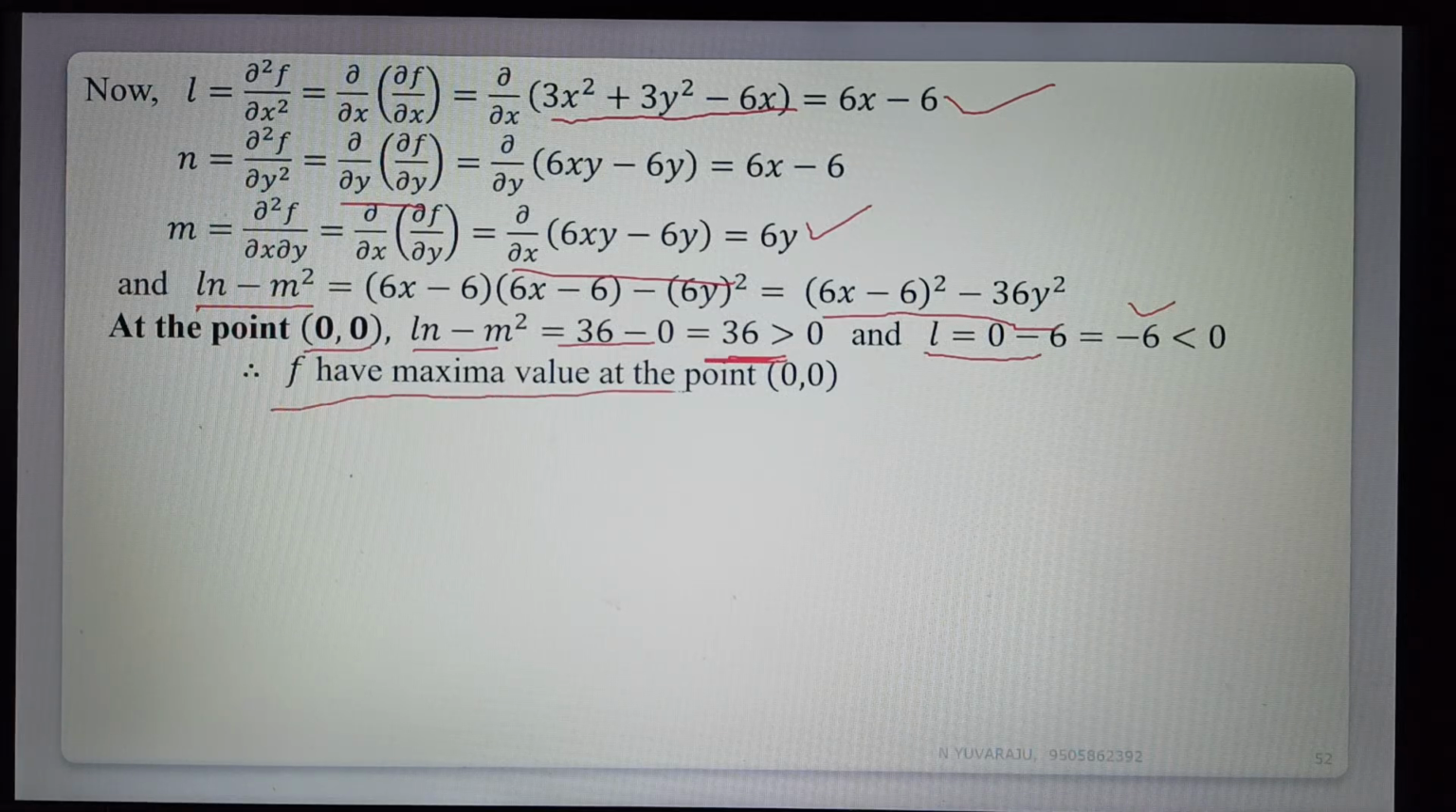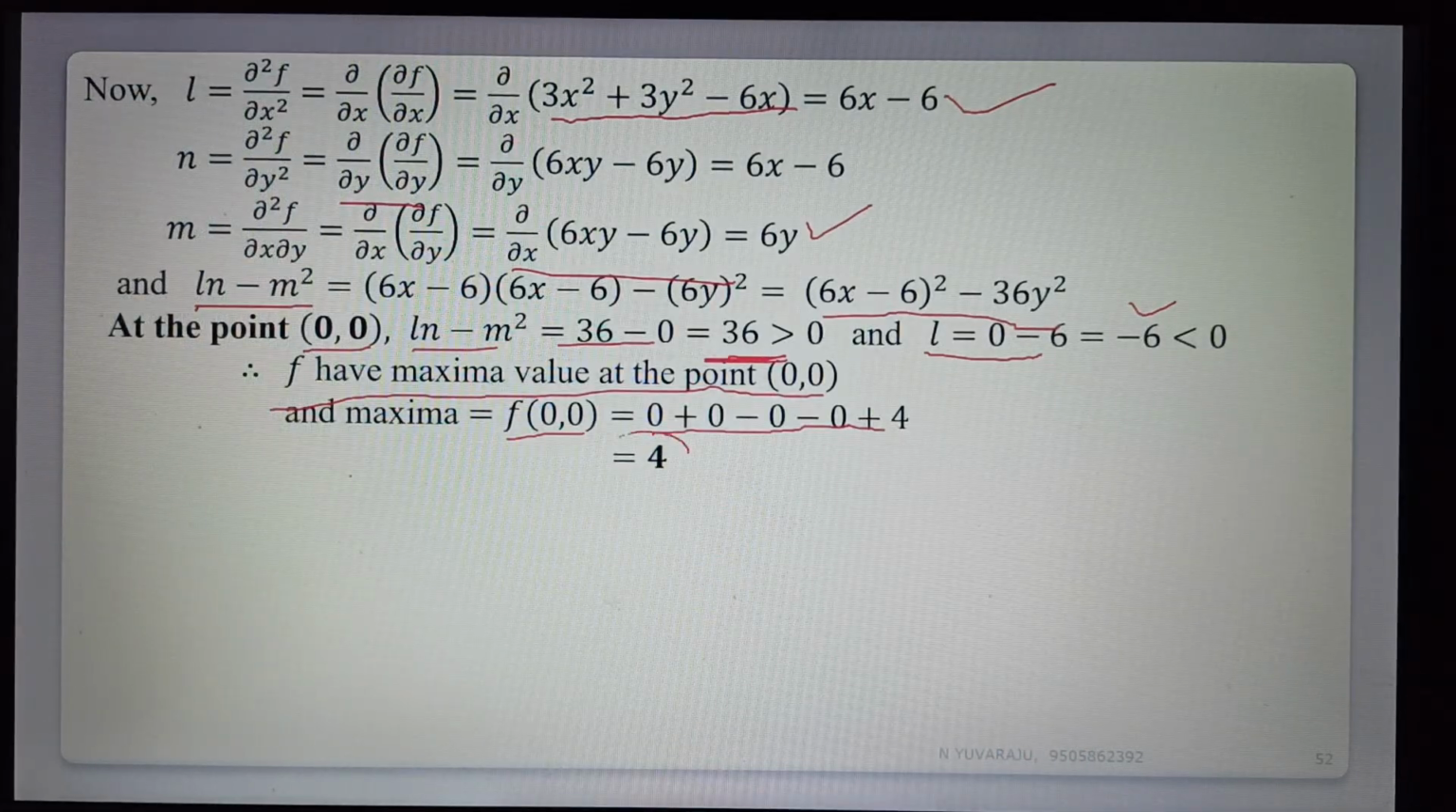If it has a maximum value at the point (0, 0), what is the maximum value? Substituting the point (0, 0) in the given function, that is f(0, 0), that is 0 + 0 - 0 - 0 + 4, which is equal to 4. This 4 is the maximum value of the given function.